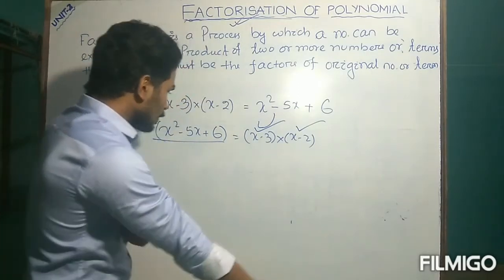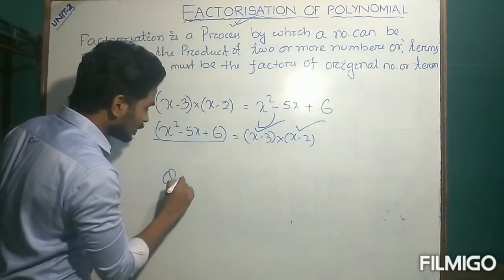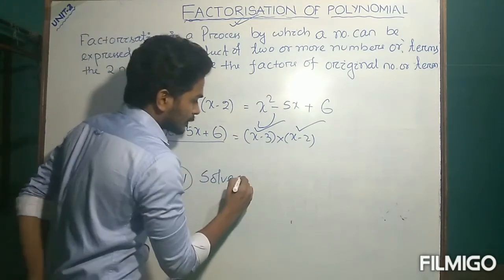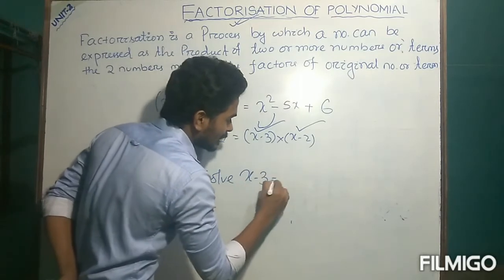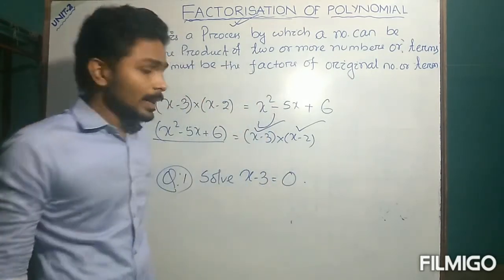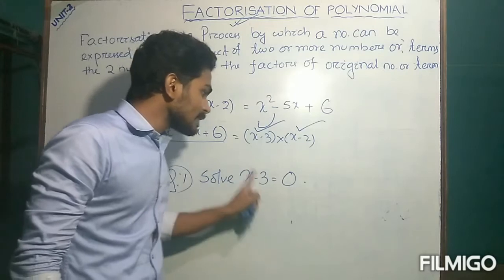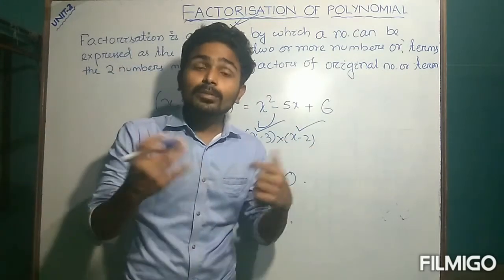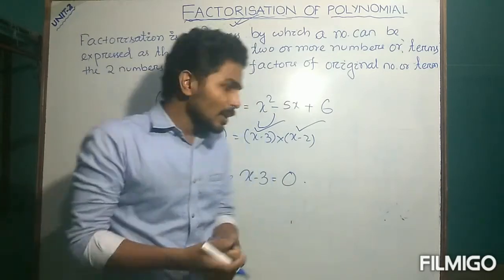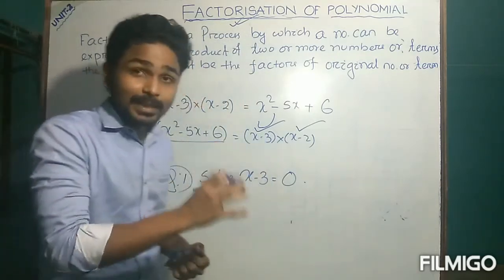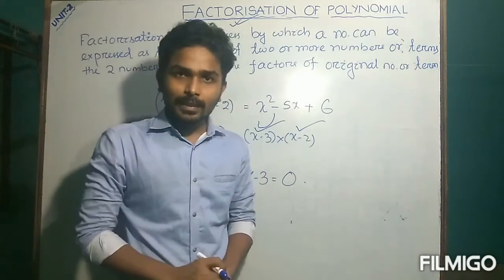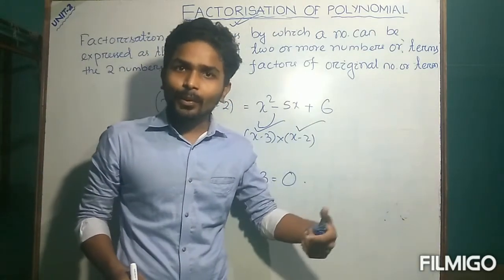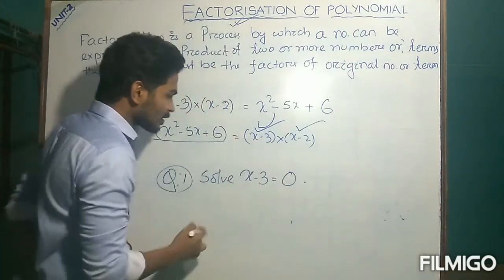Now suppose we have a question to solve: x - 3 = 0. As we have studied in class 8 how to solve an equation, we can solve it. That means we have to find out the value of x. Solving an equation is nothing but finding the value of x. Yes or no? Yes. So let us solve it.